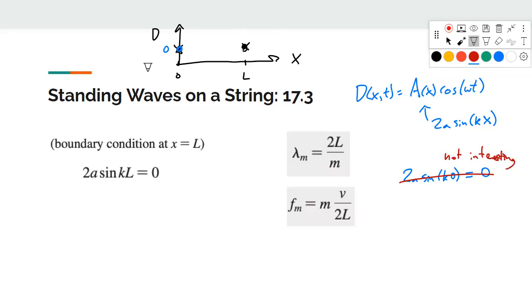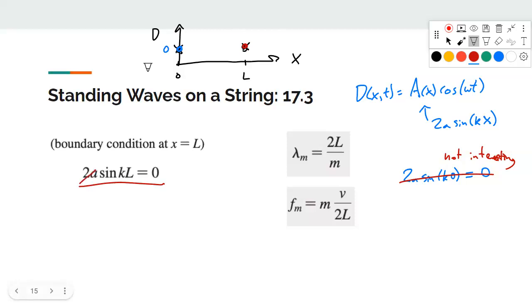But what is interesting is if we apply the same condition to the boundary at x equals L. And so that's what we do here. So we plug in L, the length of the string, for x. The reason we do that is because at position L, we have a fixed end of the string, a fixed boundary. And so then we solve.